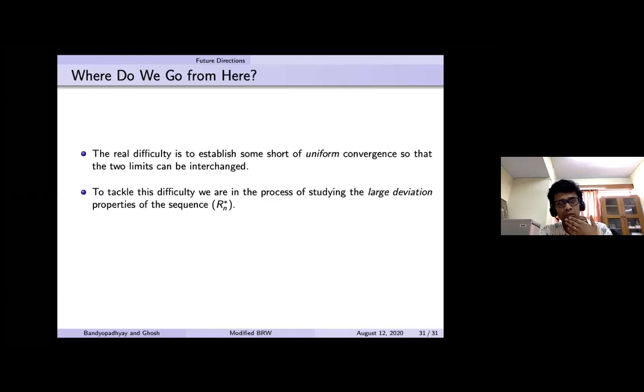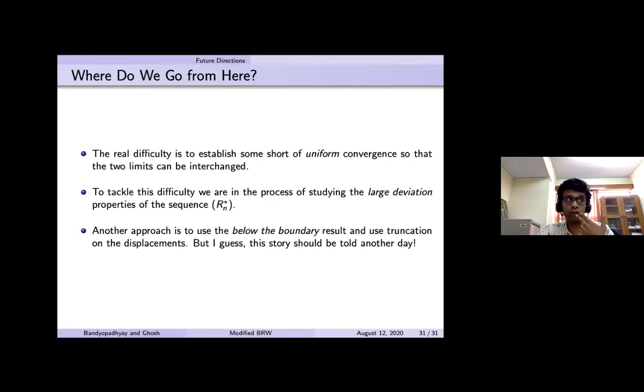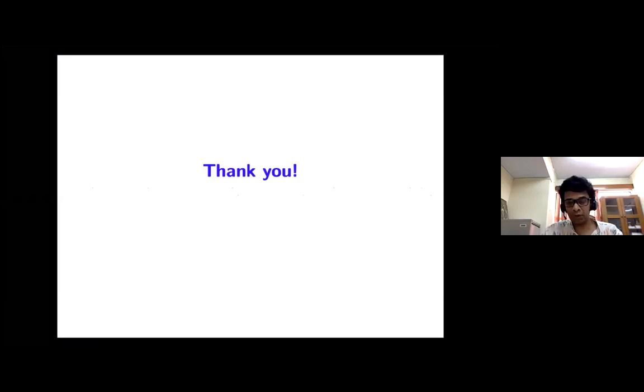But there is another approach which we are trying now. We want to do it in the below-the-boundary case and using a cutoff on the displacement. And it seems very promising that at least we can remove the difficulty of uniform convergence for that. So that's all. Thanks for attending it. And if you have any question, please feel free to ask me.